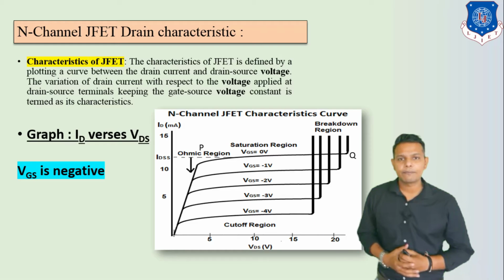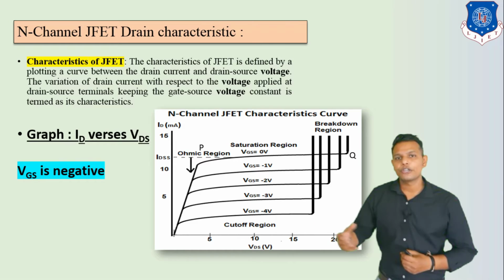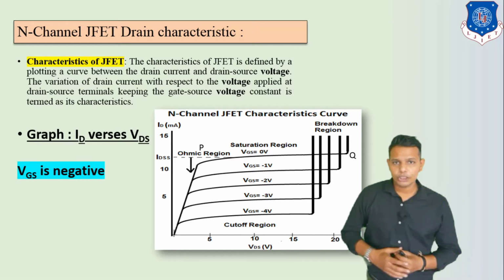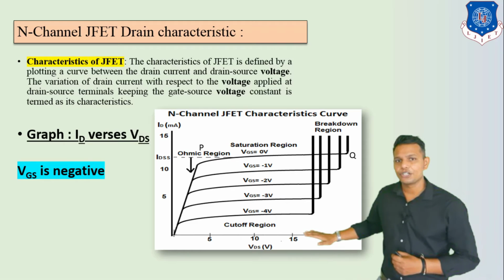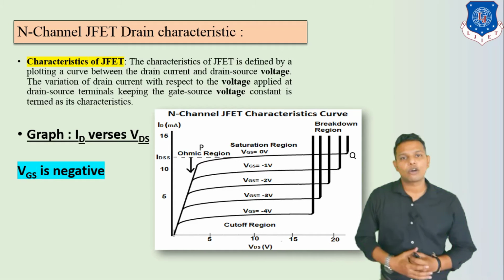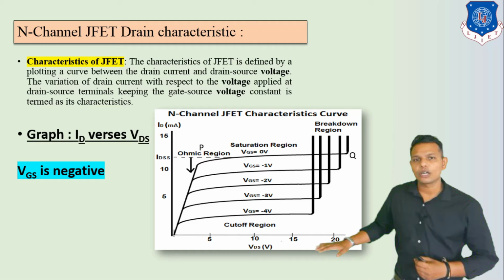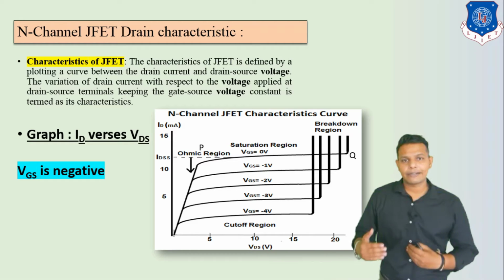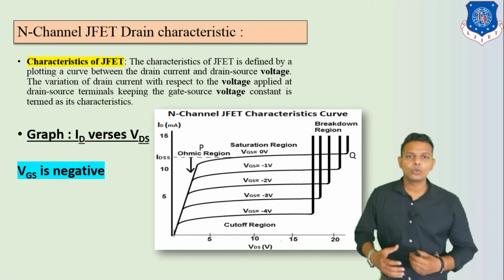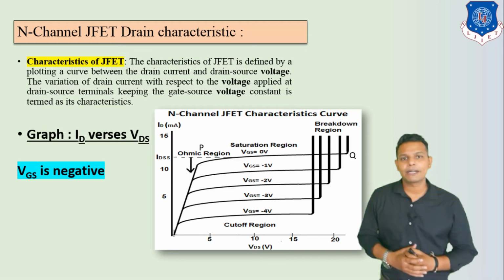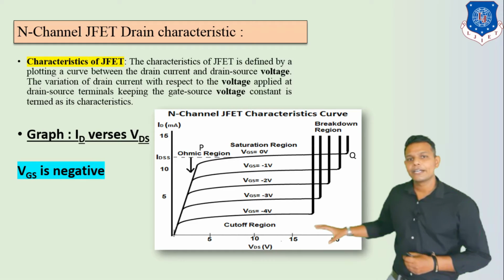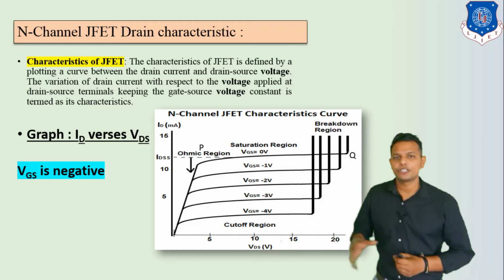Now here we can see it is divided into 3 different types of region. So let us discuss first this region. It is known as the cutoff region. So in this cutoff region, your drain current is approximately 0. That's why it is known as the cutoff region.